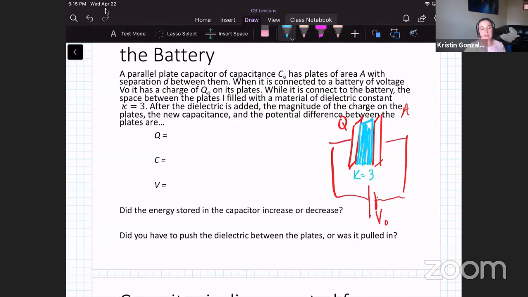And so I want you to tell me what is going to happen to the charge on the plates, the capacitance of our capacitor, and the potential difference between our plates. Take just a second to think about that, jot something down.